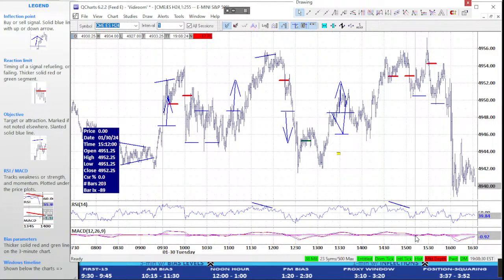And then their difference is smoothed. So there's a signal line between them. And even then, I just use the oscillator, really. But that's a price momentum gauge. And then the RSI, which I use as a strength indicator.